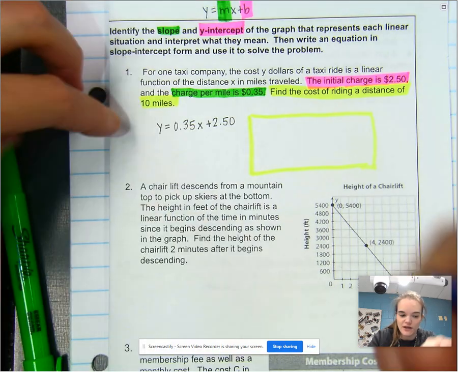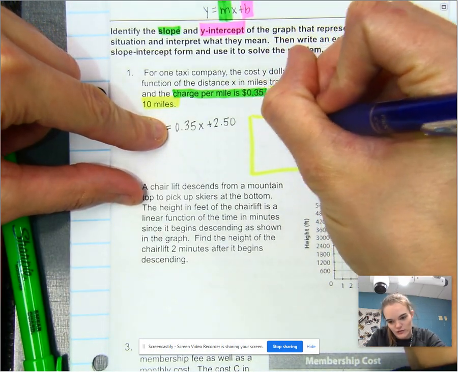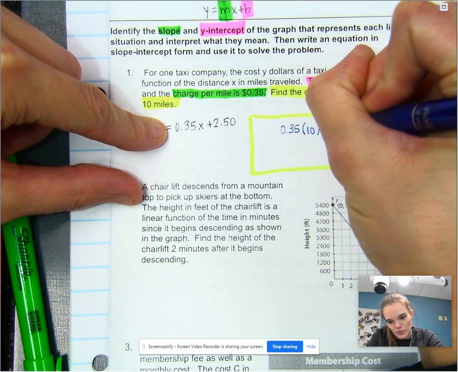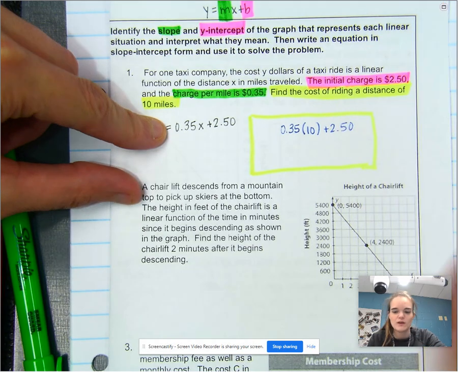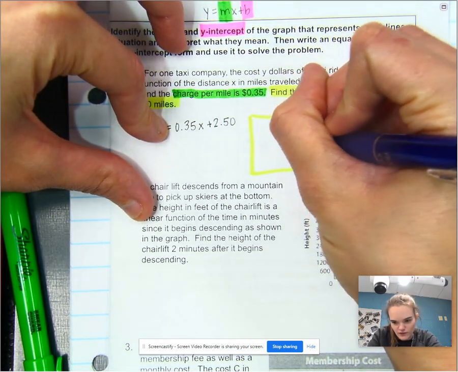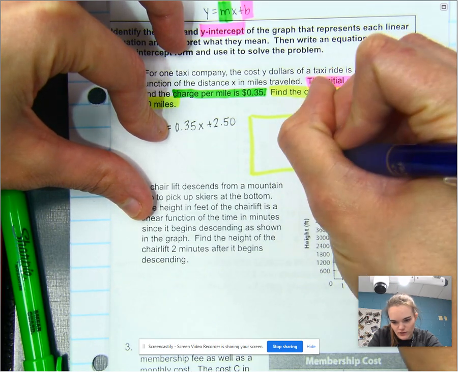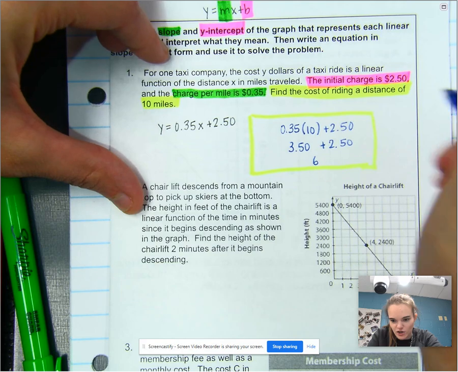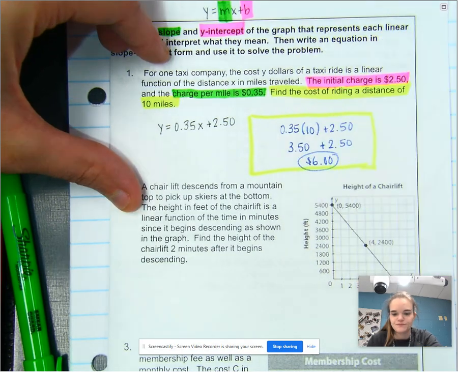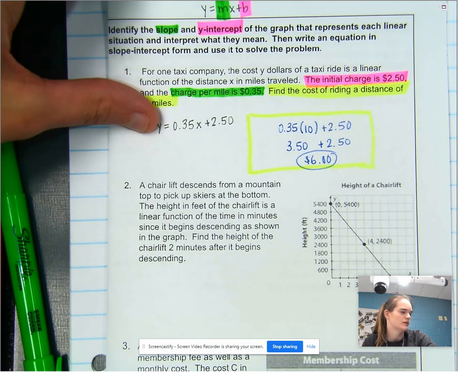That means instead of x, we're going to plug in a 10. 0.35 times 10 plus 2.5. Okay, 0.35 times 10 is 3.50 plus 2.50 is 6. And it is cost, so it's dollars. It's $6. Okay, let's do the second one.